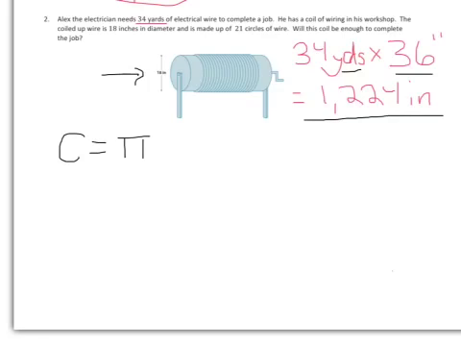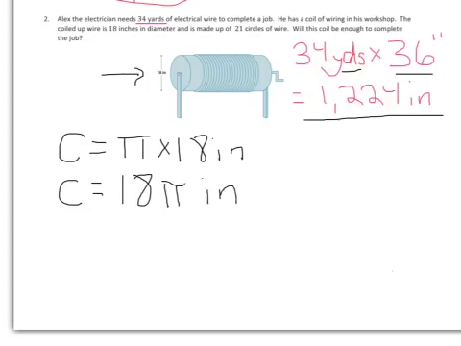So the circumference of one circle would be pi times diameter. In this case, the diameter is 18 inches. So the circumference of one of the circles is 18 pi inches. Well, it's hard to decide. I made a mistake here. That's 18 pi inches. So that's one circle. Well, how much is 18 pi inches?